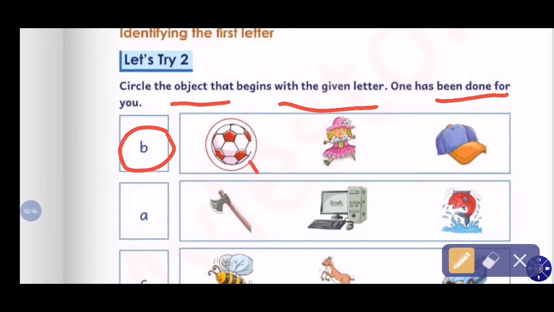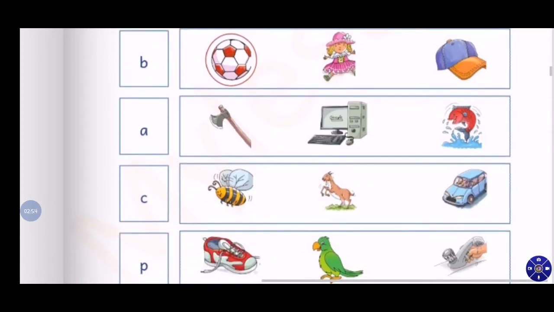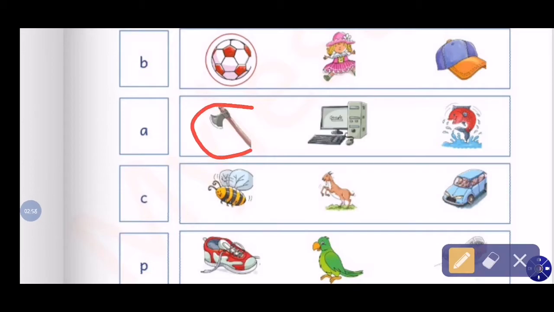So B for ball and this is D for doll. So it is B and that is C for cap. Now next one, A. This is A for X. So the answer is X. This is C for computer and this is F for fish. So the correct answer is X.